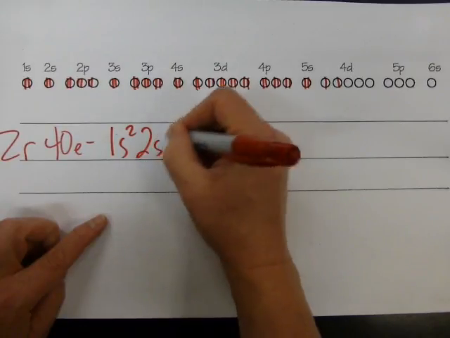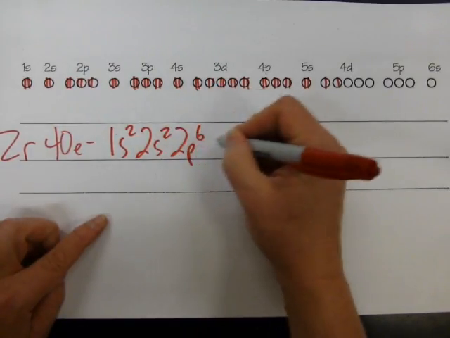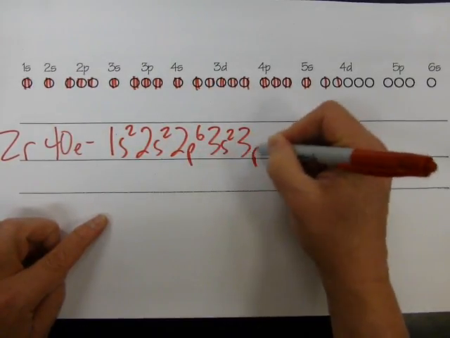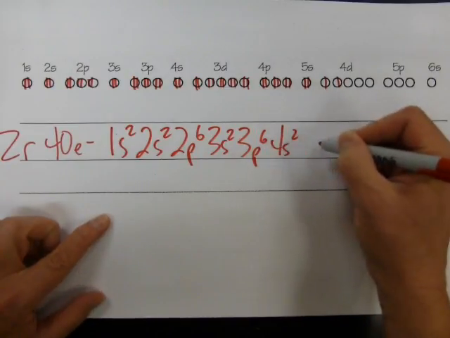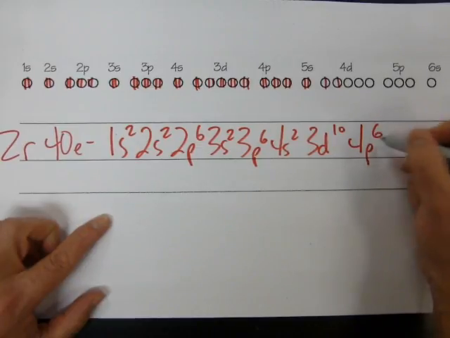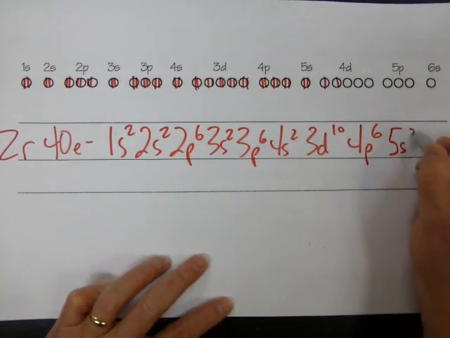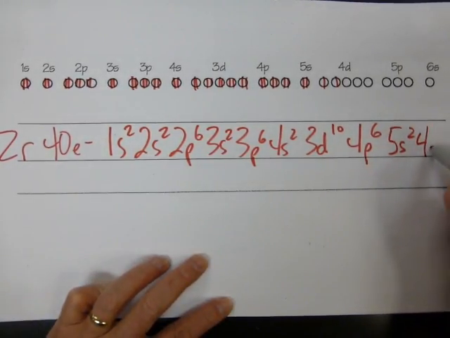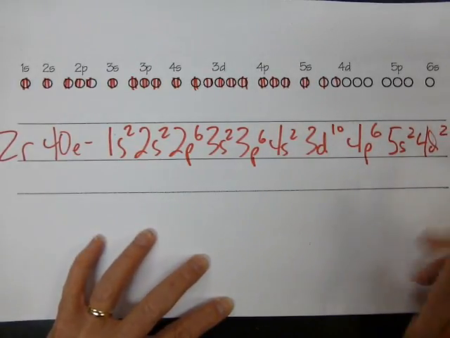1s2, 2s2, 2p6, 3s2, 3p6, 4s2, 3d10, 4p6, 5s2, 4d2.